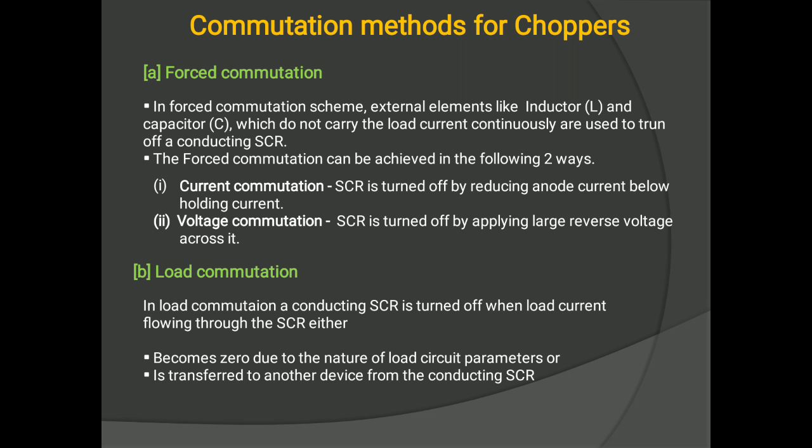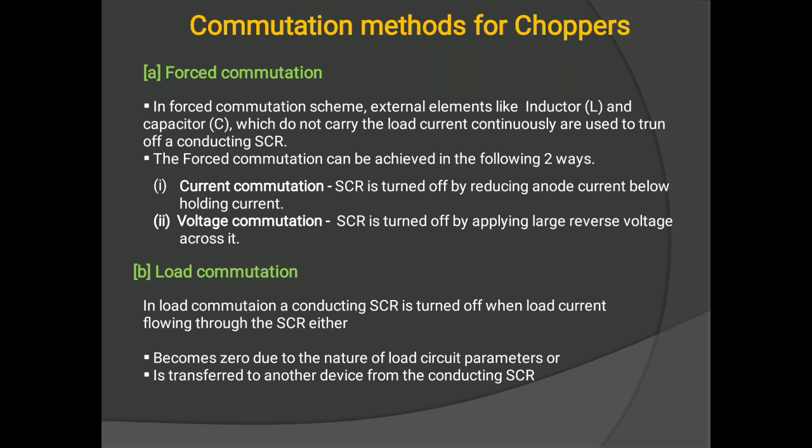In current commutation, an external pulse of current is applied in the reverse direction through the conducting thyristor, which is greater than the load current. When the current pulse attains a value equal to the load current, the net current through the thyristor becomes 0 and the device is turned off. This current pulse is generated by an initially charged capacitor.